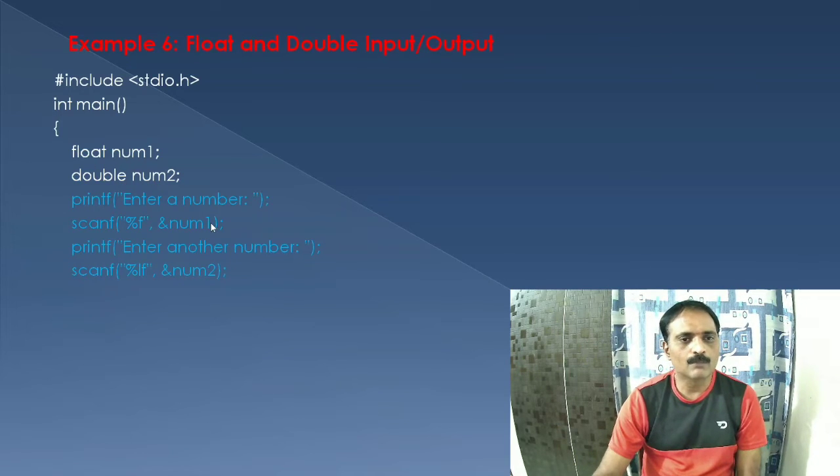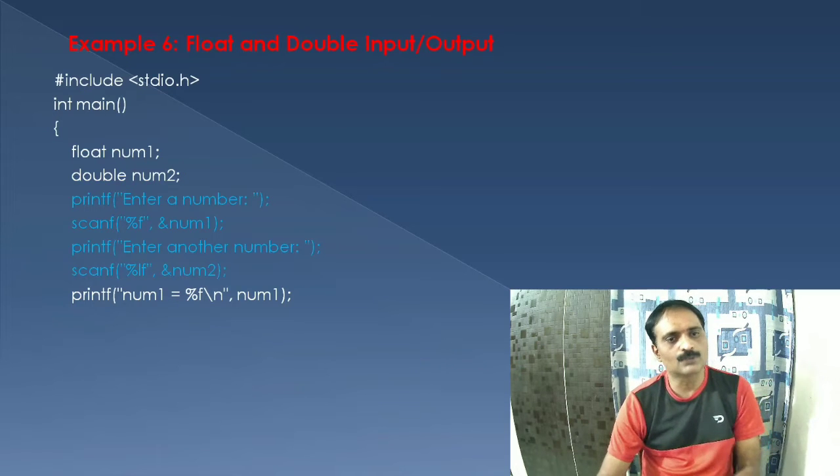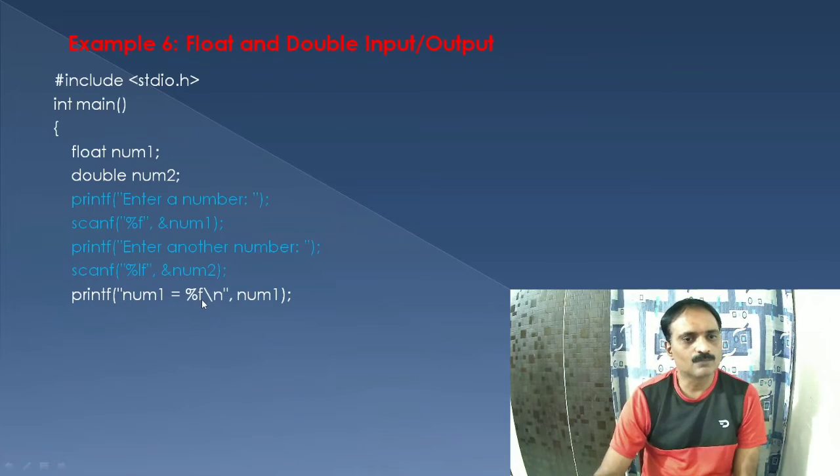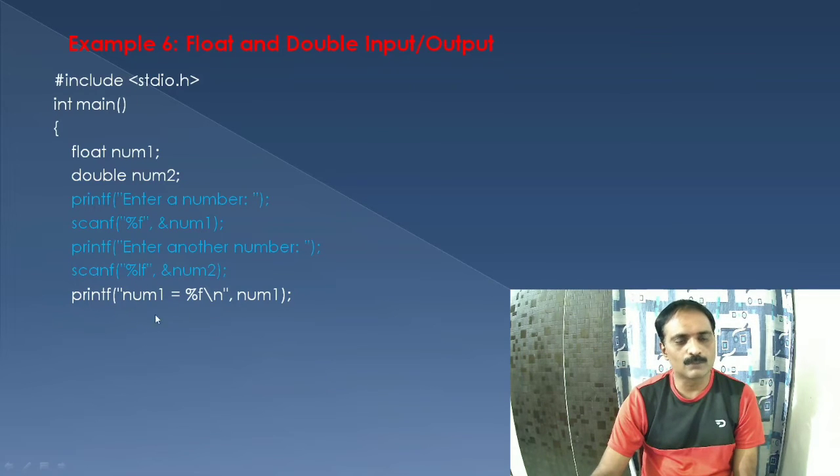So we are giving the num1 input separately and the num2 input separately, and we are asking printf num1 is equal to, and num2 is equal to %lf. We are asking the computer to print these two numbers. So once these two, num1 and num2, are entered, we are asking to print num1 here, which is equal to %f. So num1 is equal to %f means whatever value we have assigned to this num1 will be printed here.